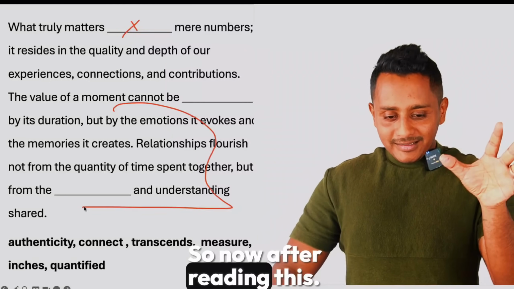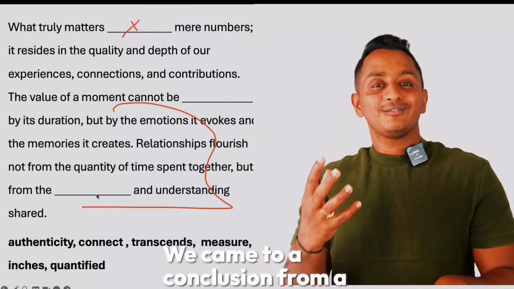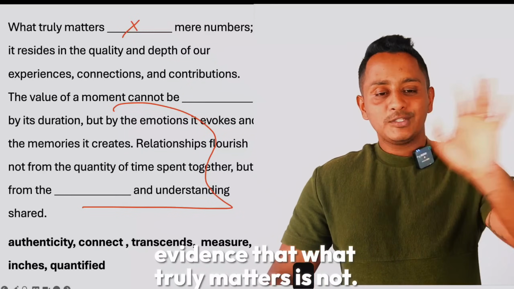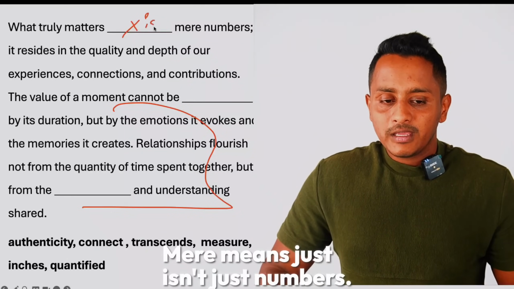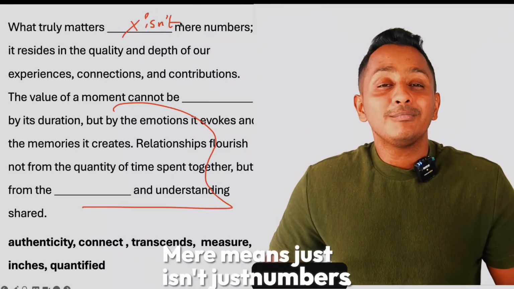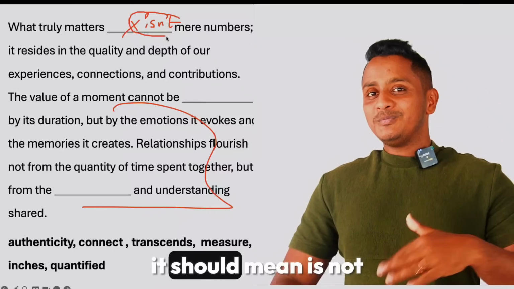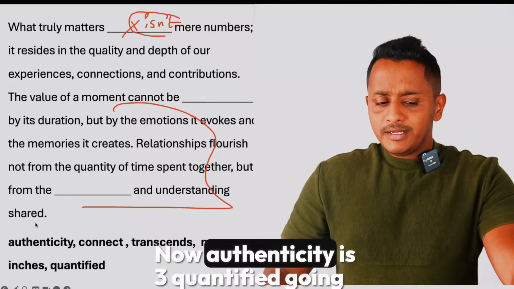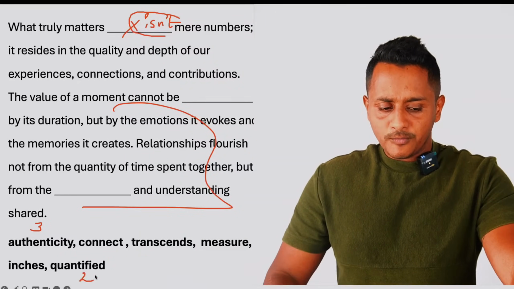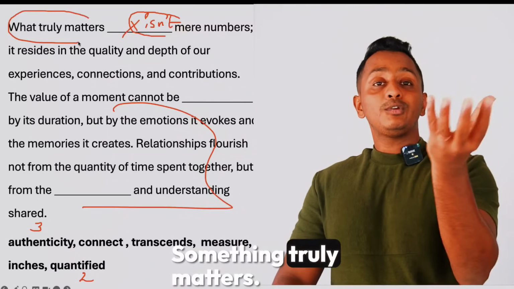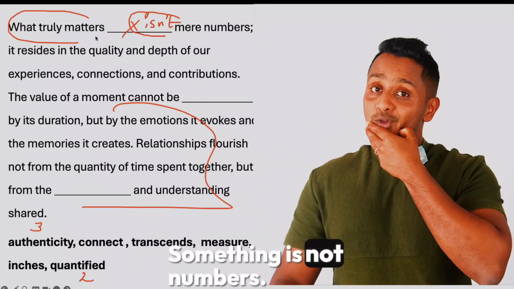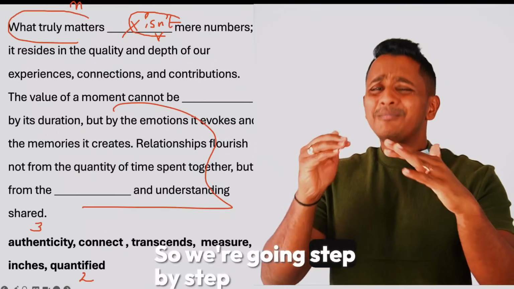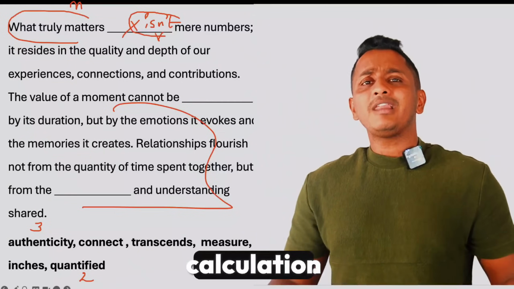Getting it? So now after reading this, we came to a conclusion from a logical perspective, from evidence, that what truly matters is not mere, which means just, numbers. Whatever I put here should mean is not, or what truly matters isn't just numbers. Now authenticity is 3, quantified is gonna be 2. What truly matters? Something truly matters, something is not numbers. Is not is a verb. So here, after a noun, a verb has to come. So we're going step by step because it requires this much calculation.